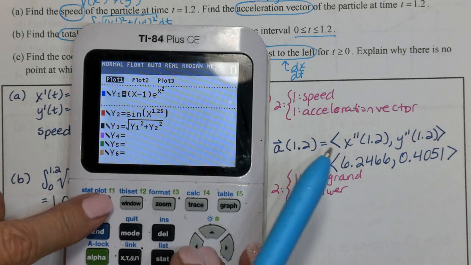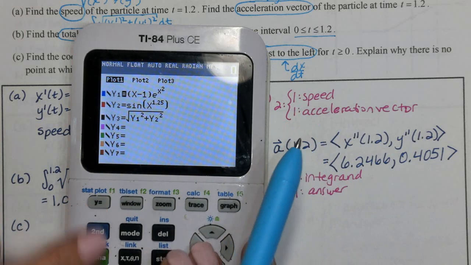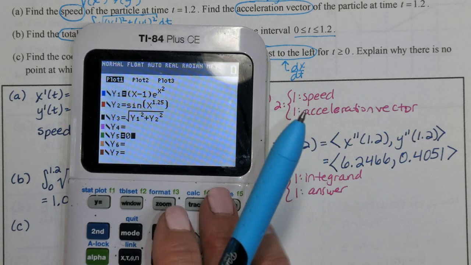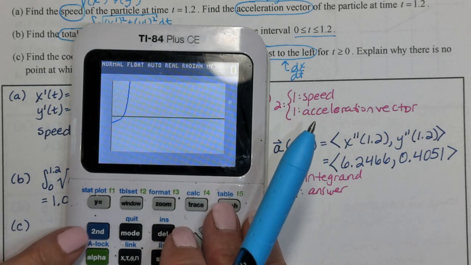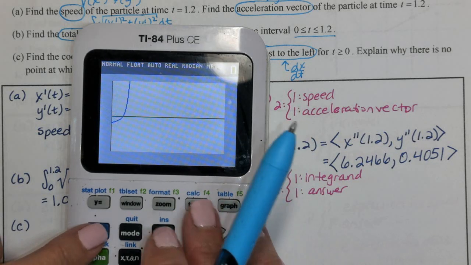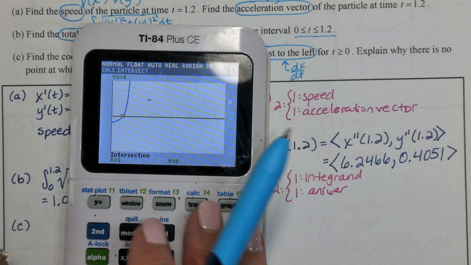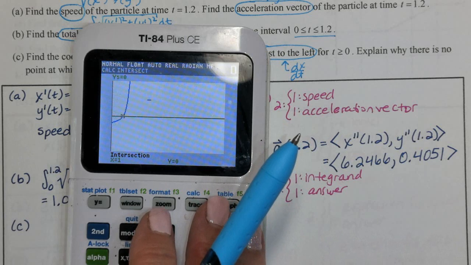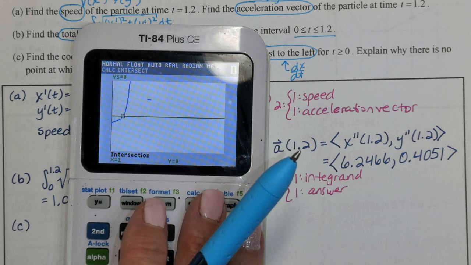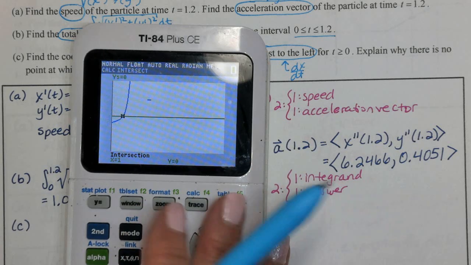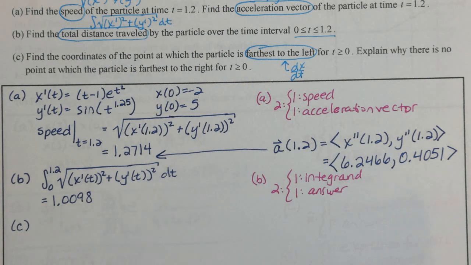So I'm going to add a 0 in here, and then find where these two intersect. Second calc 5, enter, enter, enter. So it gave me at time 1. At time 1, the particle is farthest to the left. So I'm going to say that.